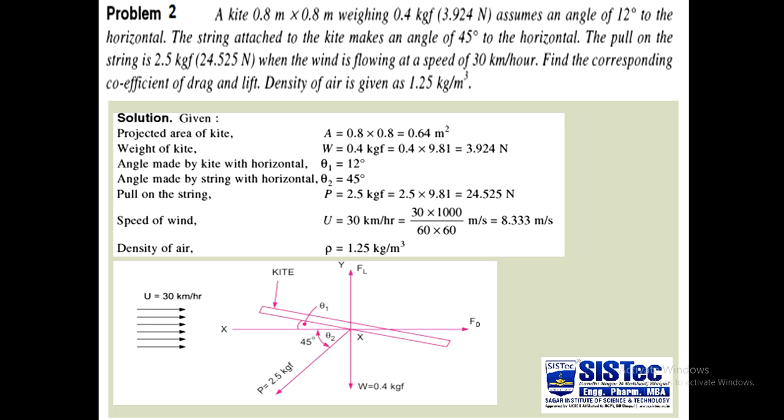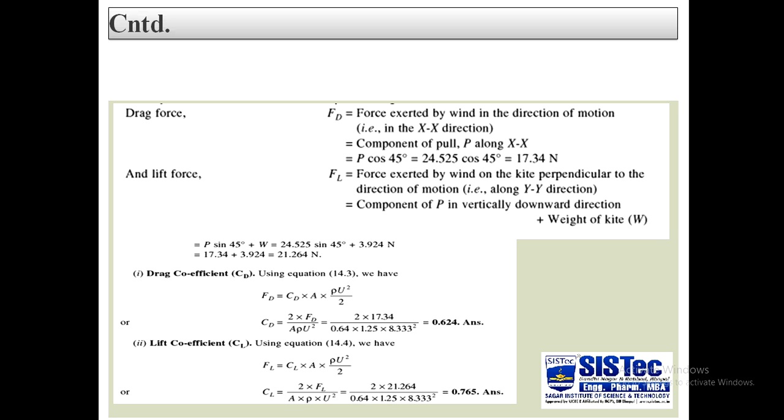So what will be the condition of equilibrium here? The air is moving at 30 kmph speed, so we can convert this into meter per second. So what will be the equilibrium condition here? For the equilibrium condition, what will be the drag force? The drag force will be the force exerted by the wind in the direction of motion.